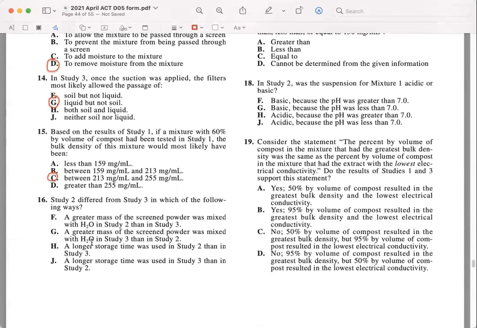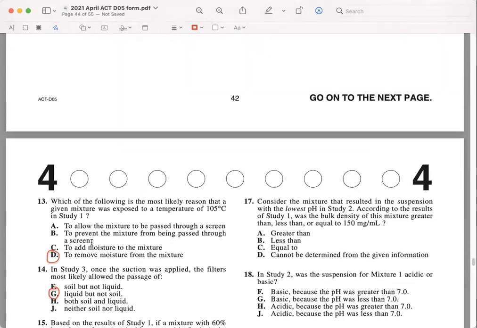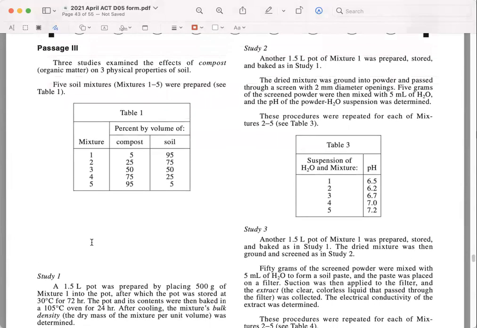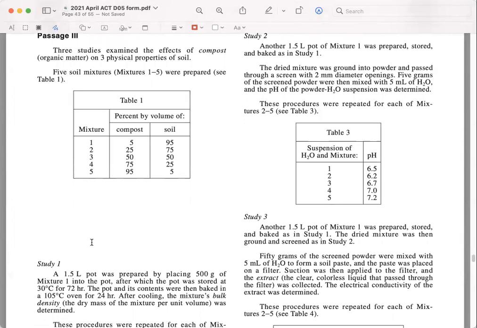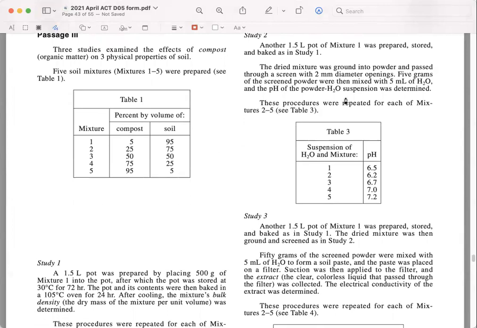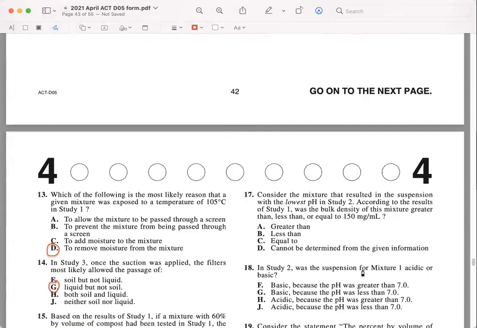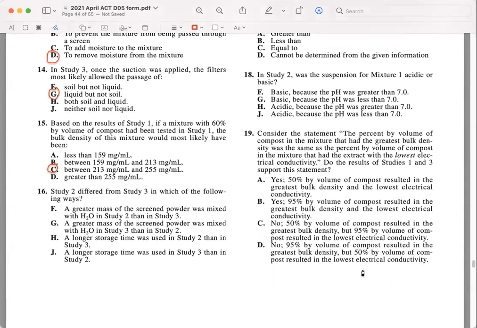Okay. Study 2 differed from study 1 in which of the following ways? So in study 2 and study 3, not 1, study 2. The dried mixture was ground into powder and passed through a screen with 2 mm diameter openings. Yeah, so here you are not trying to separate the soil from the liquid, right? Which you're doing here. The powder itself was determined, yeah. A greater mass of the screened powder was mixed with H2O in study 2 than in study 3.